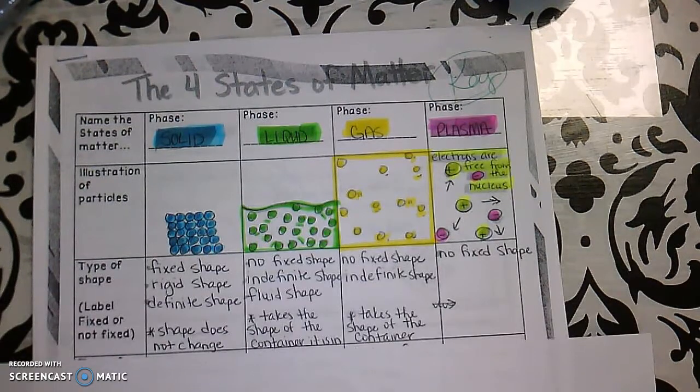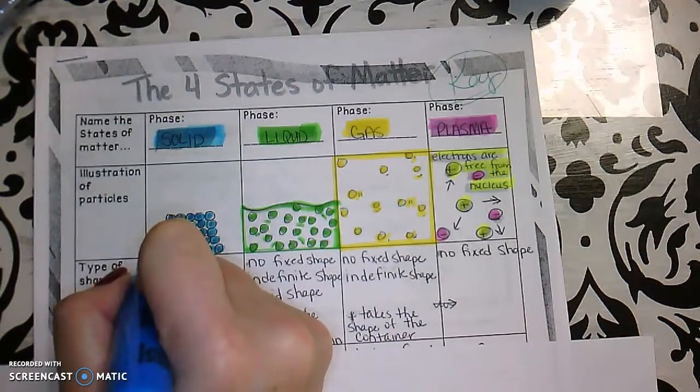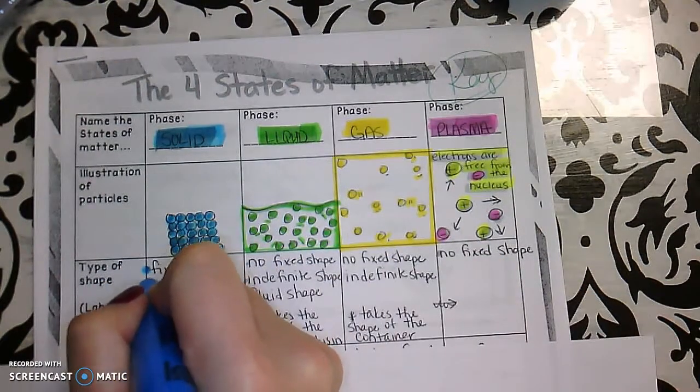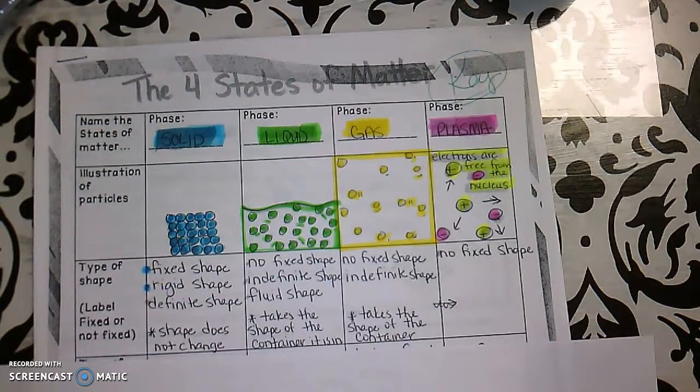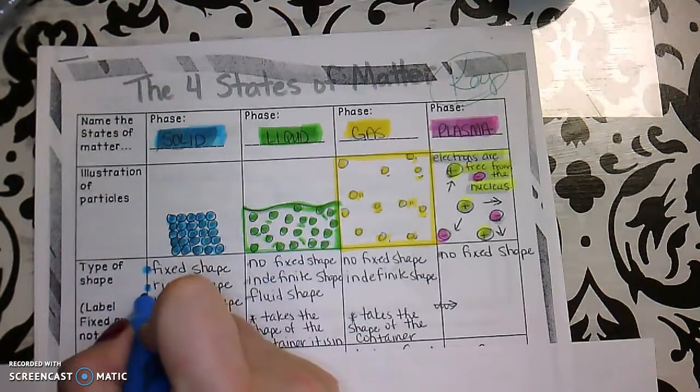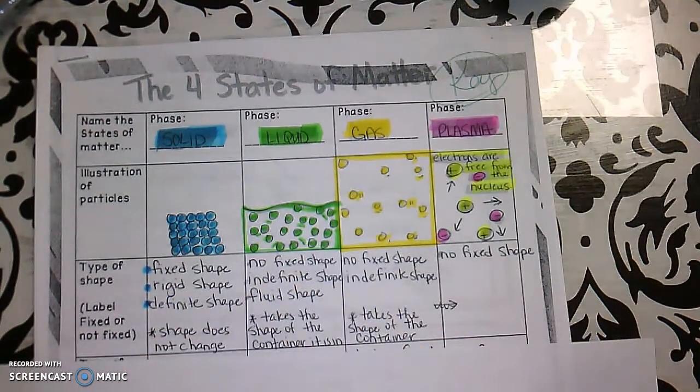All right, so here are some characteristics about the type of shape, if it's fixed or not fixed. So in a solid, it has a fixed shape. You may see the word rigid. Rigid means it's unchanging. If a teacher is very rigid, then she's not going to bend the rules for a student under any circumstances. You may see the word definite shape. Do you have definite plans for the weekend? That means you know definitely what you're doing. And just in everyday terms, the shape does not change.